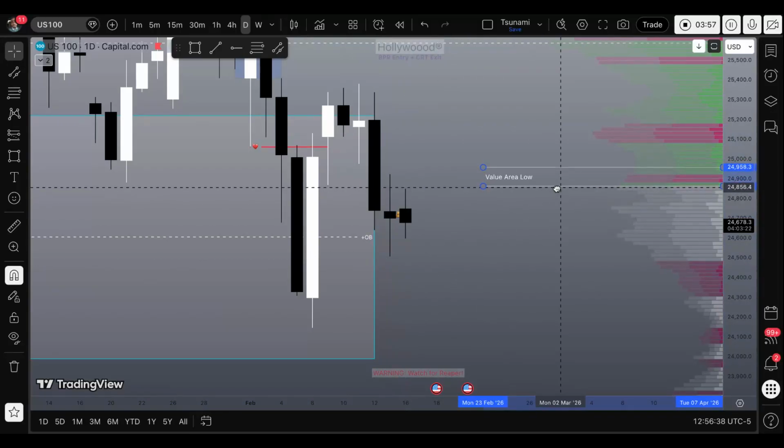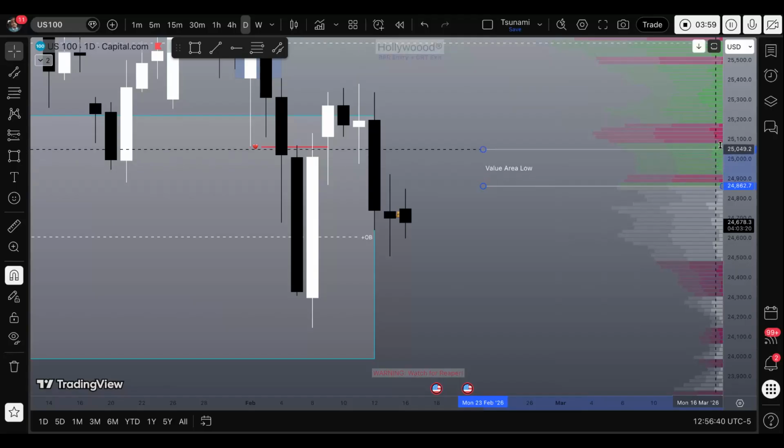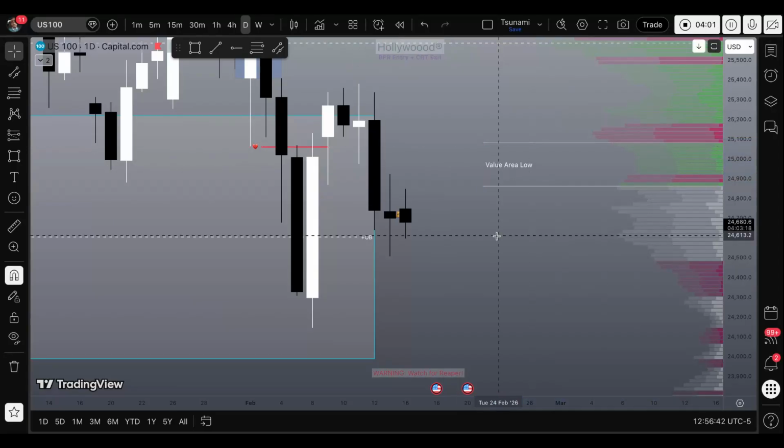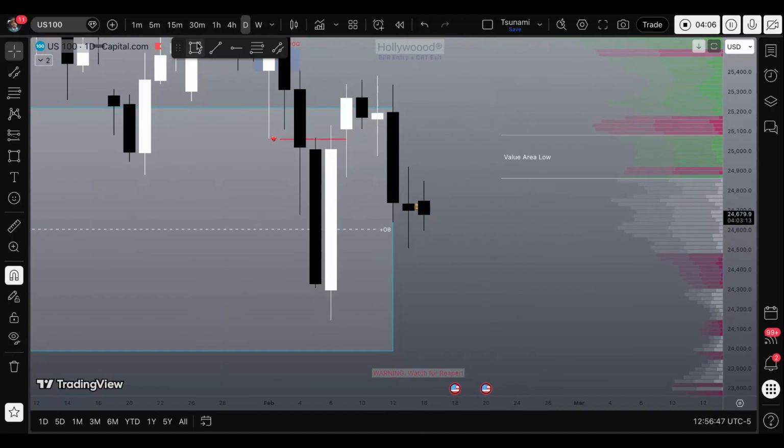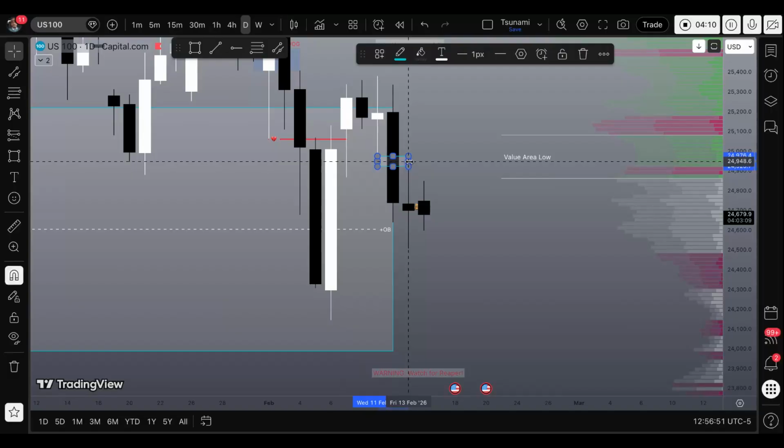Value area low is more so here. So that's what I have for that anyway. And I'm going to mark that bearish imbalance right now. So let's go ahead and pull that over.